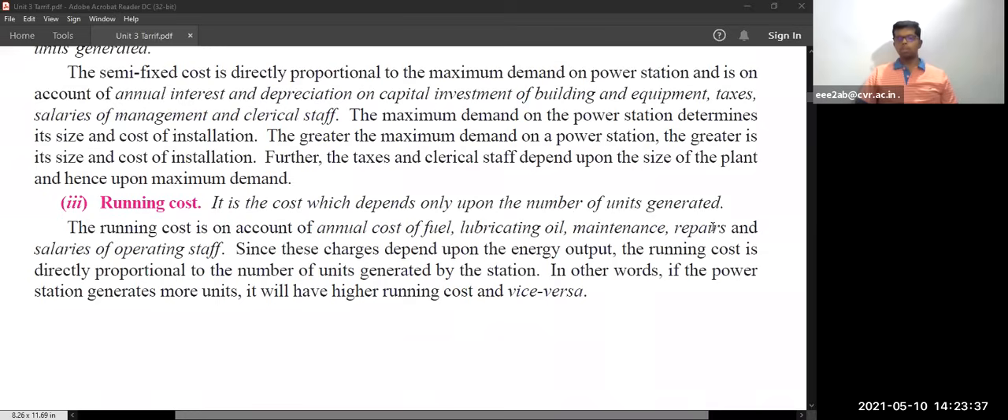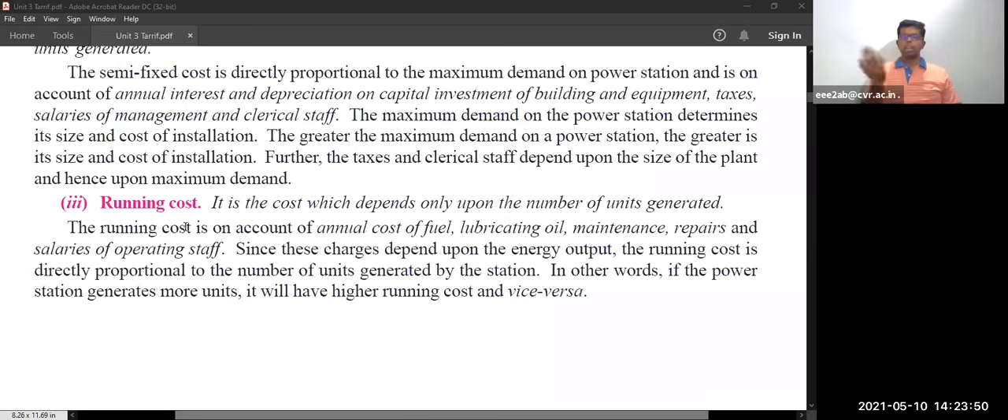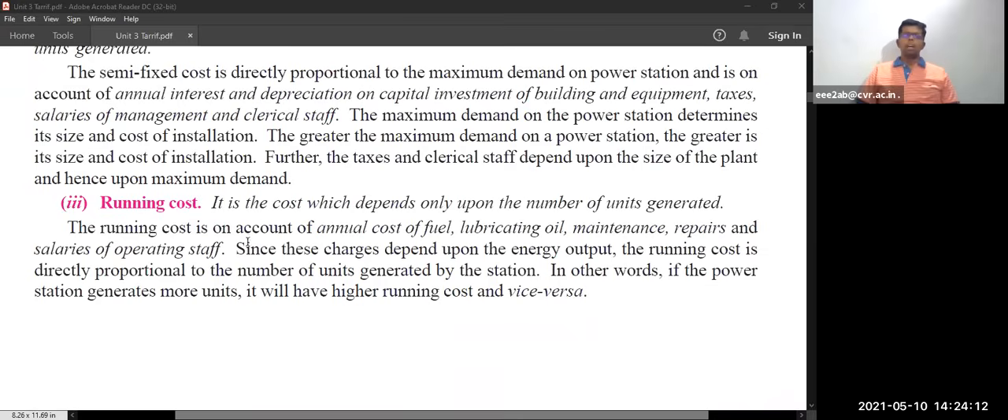Then repair works also they will do in the thermal power station, like boilers, then the coal handling plant, where conveyor belts will be there that we have to maintain. Then steel tubes will be there. We have to check whether there are any leakages in the particular tubes. Then the water treatment plant also we have to take care of.